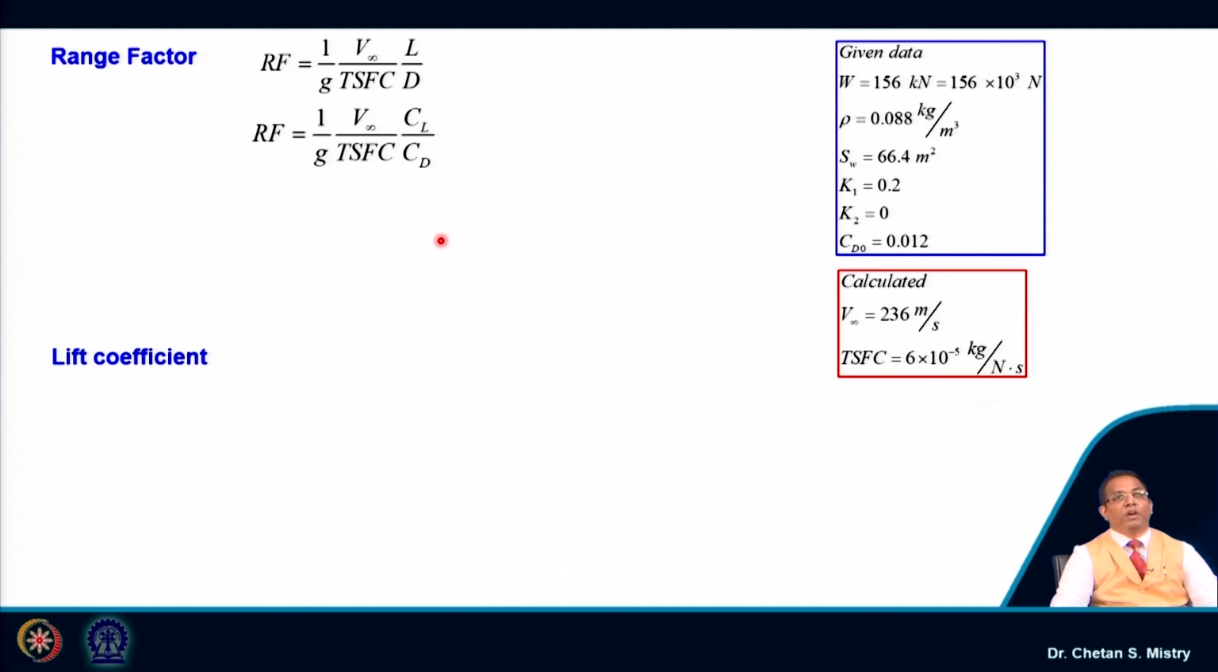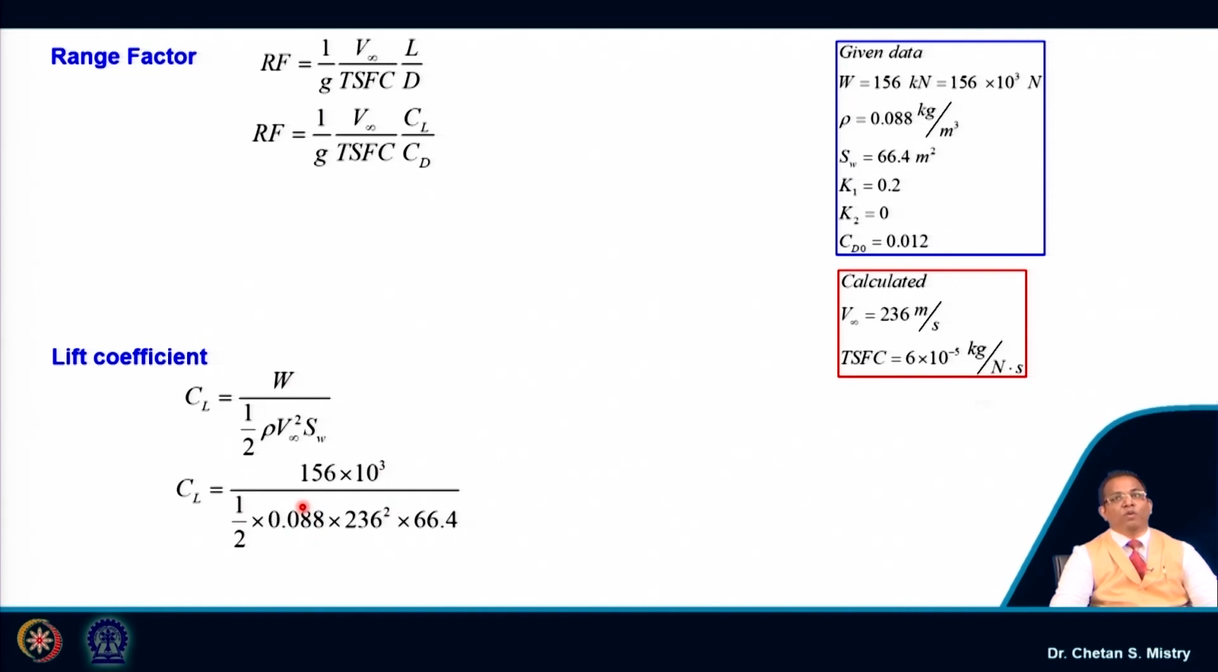In order to calculate that, we can say the lift coefficient is given by W divided by 1/2 rho V infinity square into SW, where SW is my area. We have the information about the total weight, which is 156 kilonewton. My density at the particular altitude is given as 0.088. V infinity is known to us, and my area is given as 66.4. It says my CL value comes to 0.96.